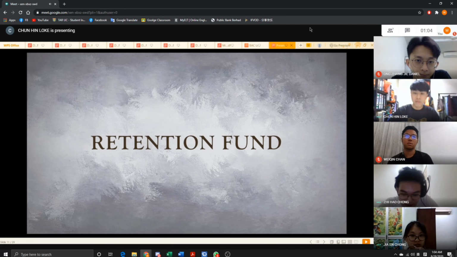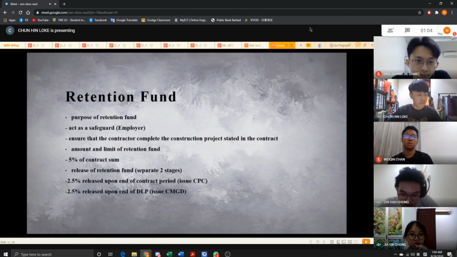Next. The purpose of retention fund is to provide security to employer with a form of source of funds to prevent the contractor from not completing work when works are taken over. With this retention, contractors are responsible to complete the project with the design and quality that is specified in contract.